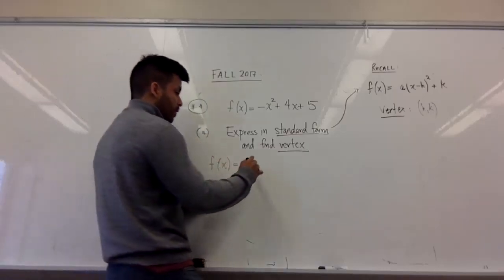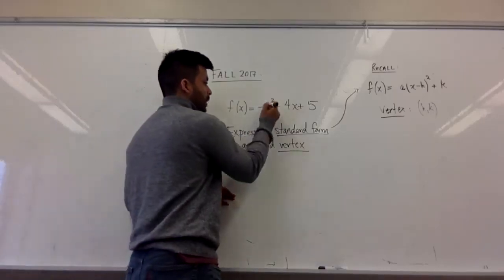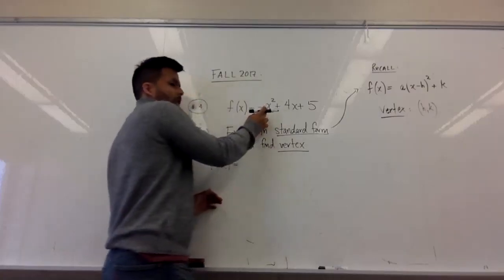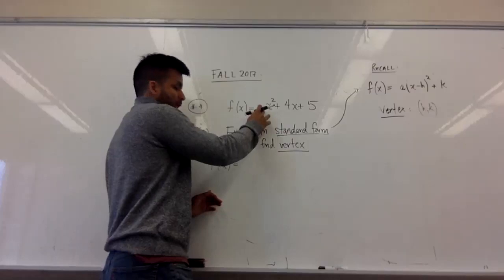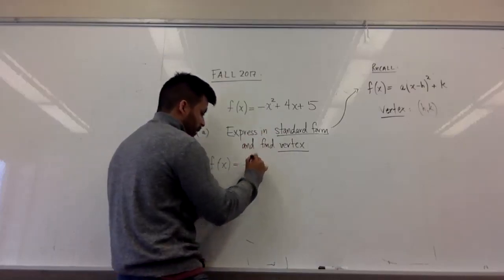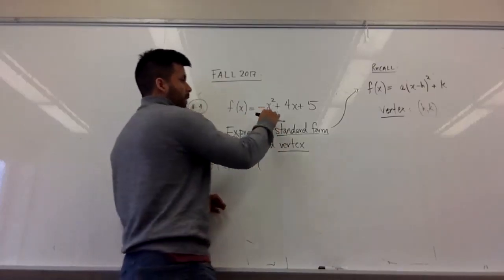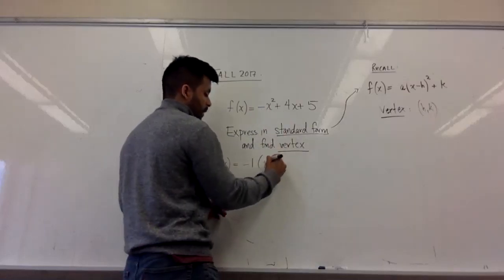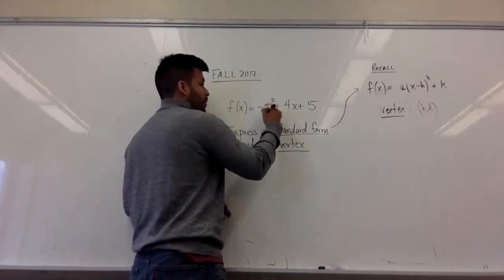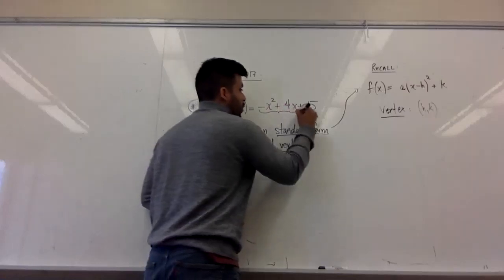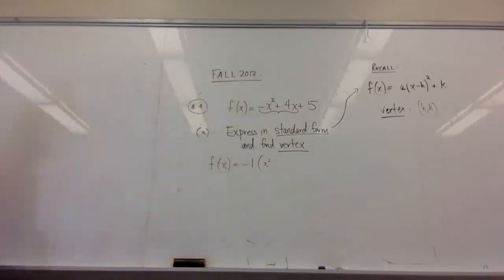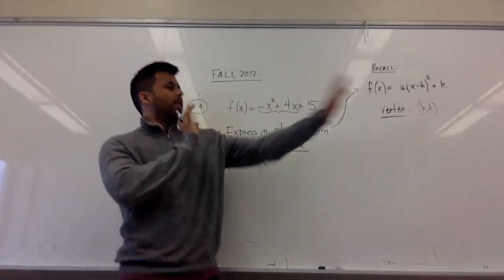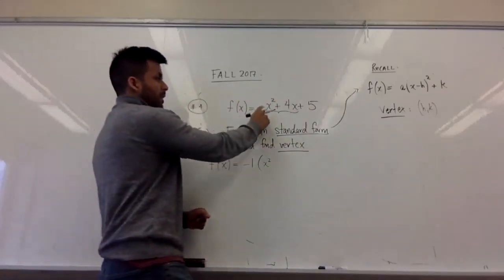So the first thing I want to do is factor out whatever's in front of the x squared. And what's in front of the x squared? Negative. So I'm going to factor out the negative 1 like this. When I factor out the negative from the negative x squared, it becomes positive x squared. I'm going to factor out the negative 1 only from these first 2 terms. Remember this constant term? We just forget about it for a moment and leave it on the outside.